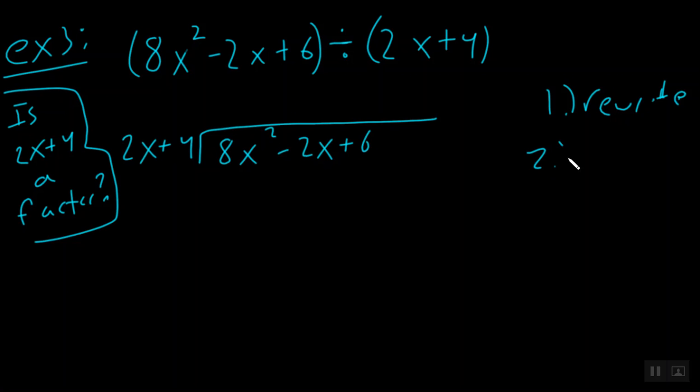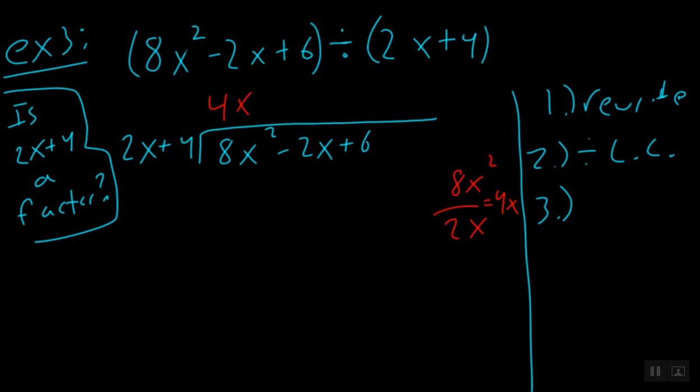Step number 2, we want to divide our leading coefficients. Let's do that back in red. My first leading coefficient is 8x squared divided by 2x. Now notice something here, we actually have numbers to divide. 8 divided by 2 is 4, and x squared divided by x is x. So at top, I write 4x. Now let's go on to our third step. I'm just going to put the multiplication symbol. So we will multiply and subtract.